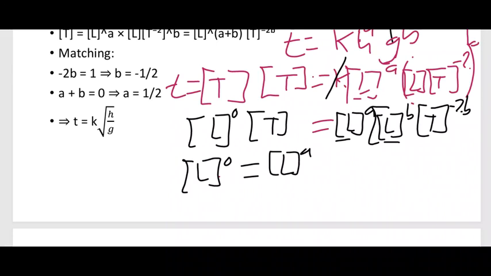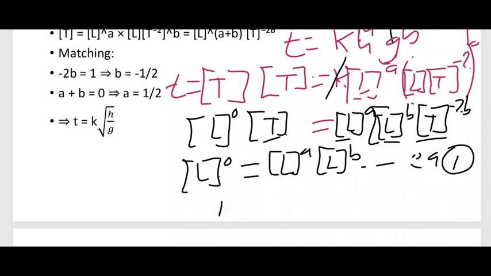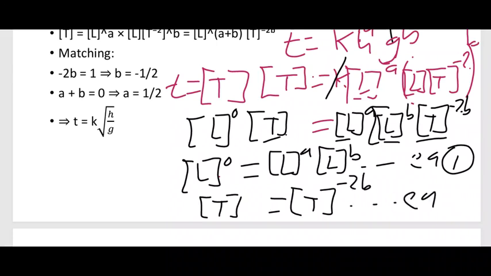Then we have L^a and L^b. You can call this equation 1. The other equation is this one for T: T to the power 1 is equal to T to the power -2b. You can call this equation 2.